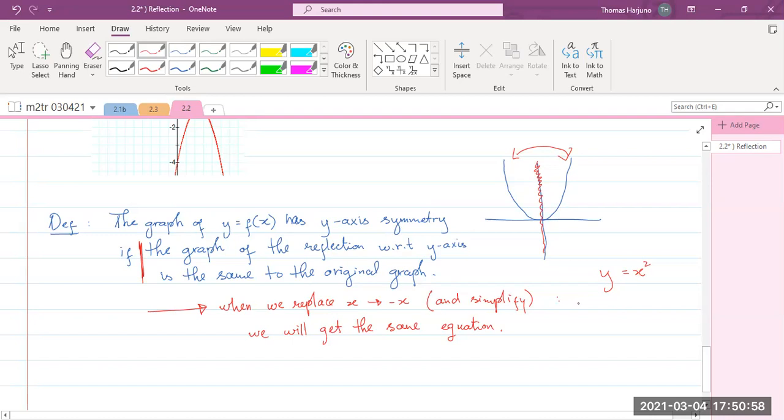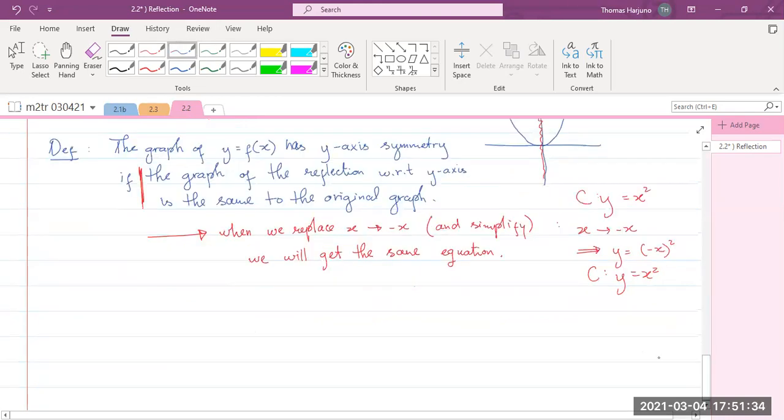Then you do that reflection. You change x to negative x, such that now the equation is y equals negative x, being squared. Now, when you simplify, you get the same equation. Right? The reflection is the same as the original equation. Now, once we get that, then we say, oh, then it has y-axis symmetry.